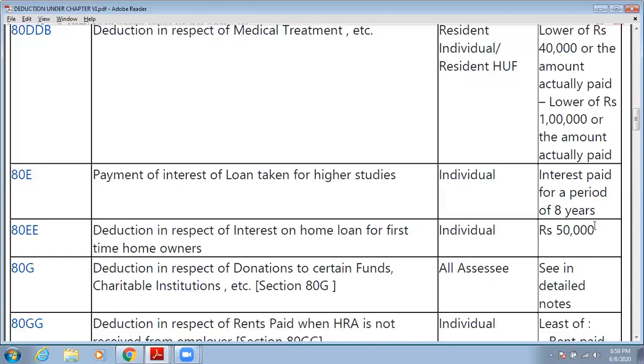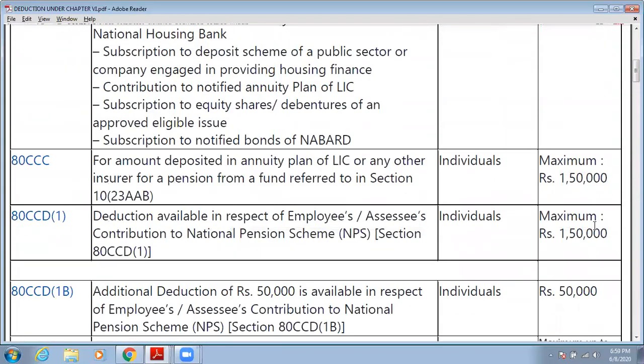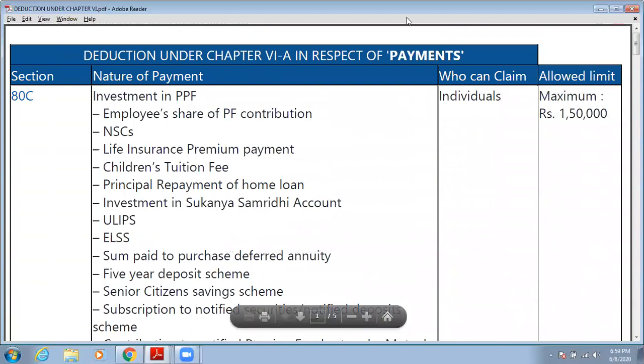So these are some deductions which we discussed today. In the next lecture we will discuss some more deductions. Okay? So that's all for today.